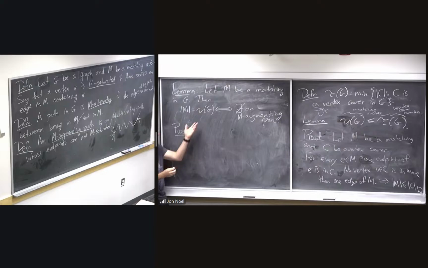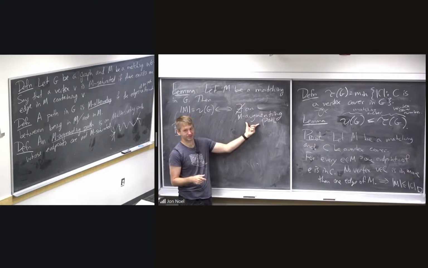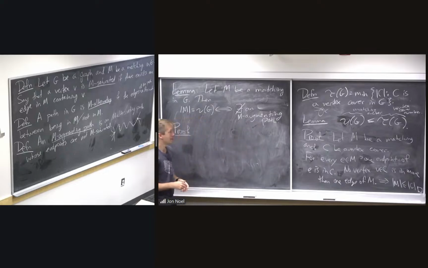I guess it kind of shows that determining if the size of M is equal to nu of G is in co-NP or something, because if the answer is no, that's my certificate, right? Okay.